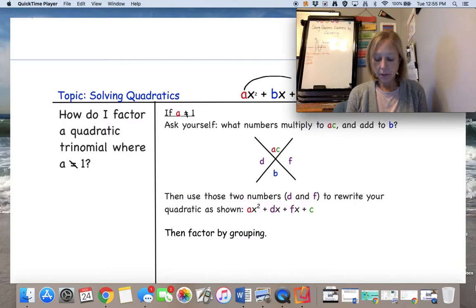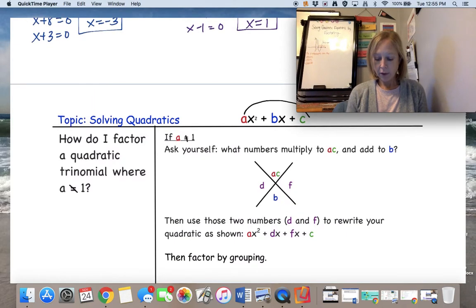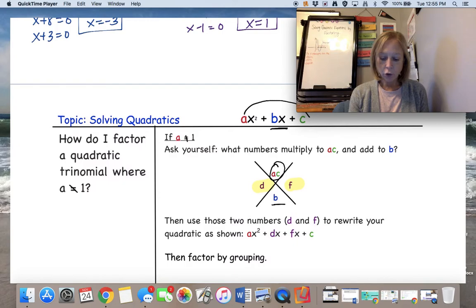Remember, we have to multiply our first coefficient and then our last constant. And we're going to ask ourselves what multiplies to that and adds to the middle number. Then we're going to rewrite our quadratic. And this time when we rewrite it, we're going to use these two new numbers we came up with. And then we will factor that new format by grouping. So we group front two and last two, and when we use grouping, we use greatest common factor. Then we'll set it equal to 0, and then we'll solve.